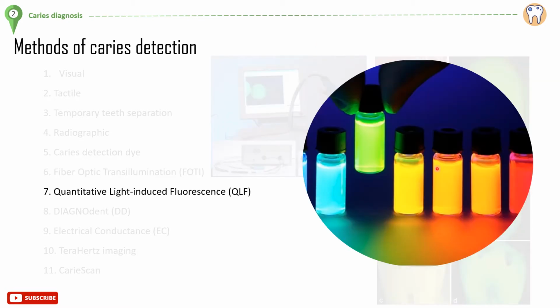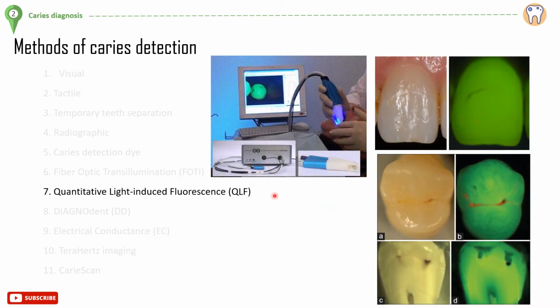Number 7, quantitative light-induced fluorescence. This optical technique uses the natural fluorescence of teeth to discriminate between caries and sound enamel, based on the fact that the fluorescence radiance of a caries spot is lower than that of the surrounding sound enamel, so it appears as a dark spot.